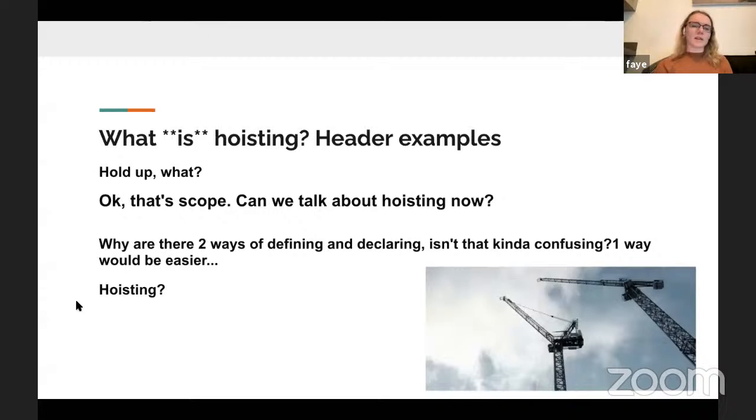Isn't that kind of confusing? One way would be easier. And then I say, yeah, I agree, but blah blah blah. Do you see? I'm having a pretend conversation with the reader, and then it's hoisting, and then I explain hoisting. So all of that before I say hoisting is all the boring background that the reader needs to understand before I go into the proper explanation. But because I've written it in a conversational and fun way, the reader almost doesn't realize that they're learning, I suppose.